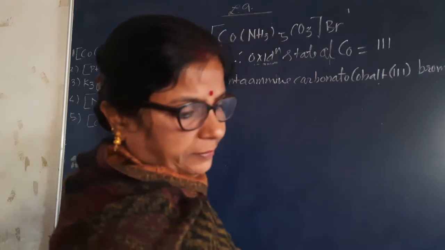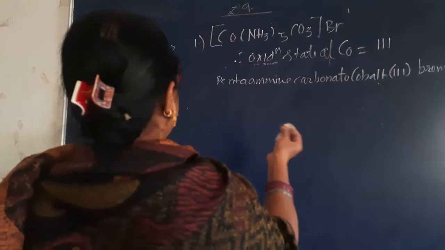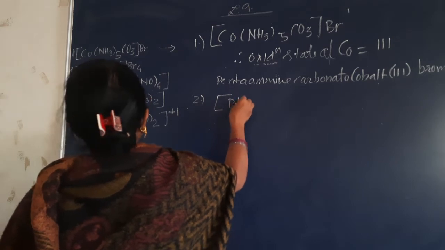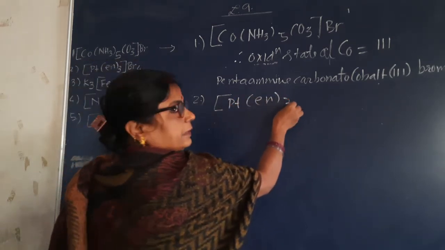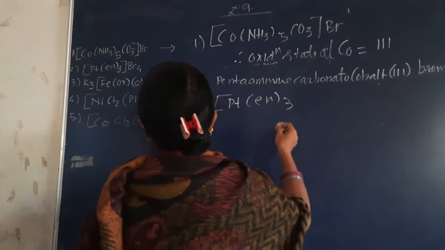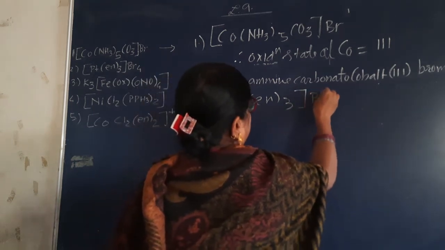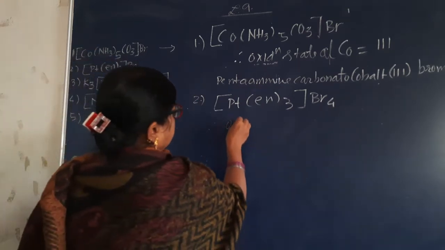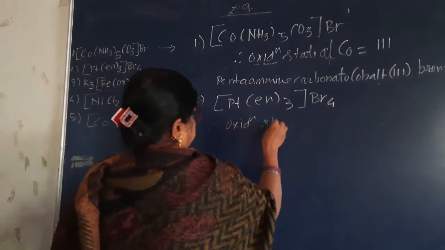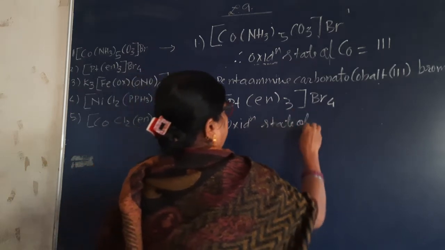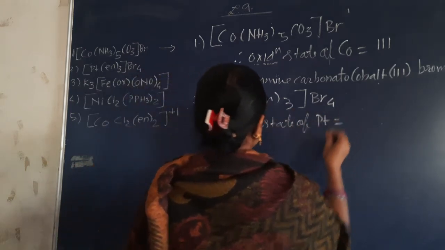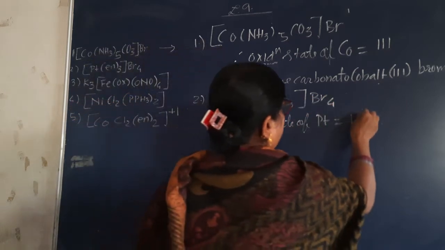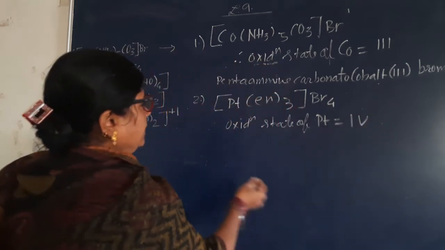Then if I write here the second compound, that is [Pt(en)3]Br4. So let me find out the oxidation state of platinum here. The oxidation state of platinum: en is neutral and bromide is -4. So if platinum is 4, the oxidation state is 4. Now let us name this compound.